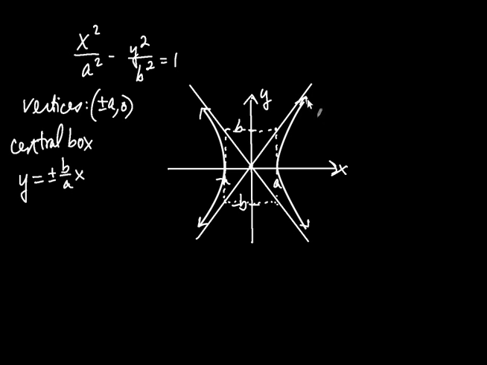Note that the hyperbola is only this branch and that branch. The solid lines are asymptotes, so they're just used to get the two branches of the hyperbola. Okay, let's see how we do a problem like this from beginning to end now.